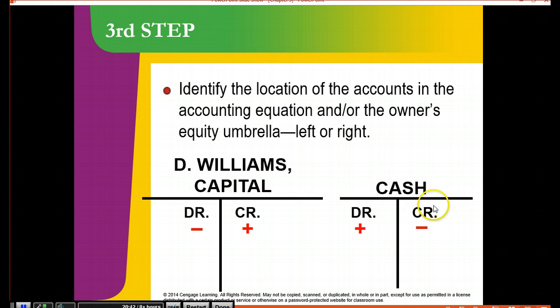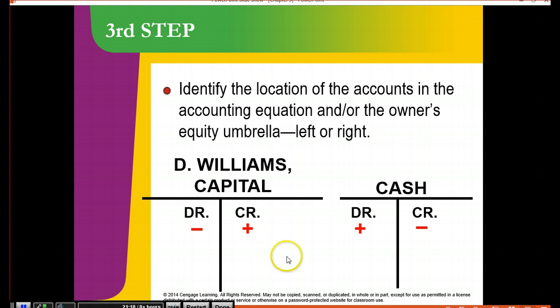Okay, so we put our identifiers in there, plus minus. Capital gets a plus on the right or the credit side, and a minus on the debit side or left side. Cash gets a plus on the left side and a minus on the right side. Okay, now what happened? $25,000 cash came in from D. Williams Capital. So D. Williams ownership in the company is going to go up $25,000 because of the amount that he put in. All right, so $25,000 is going to be an increase.